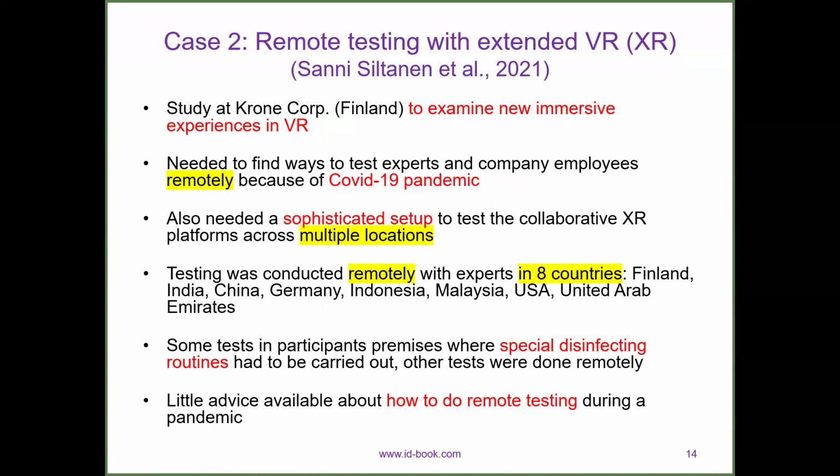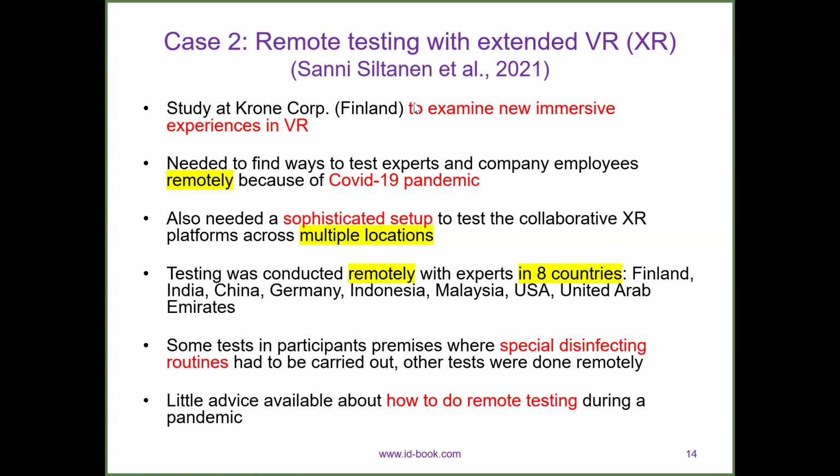Okay, let's discuss another case study wherein remote testing with extended virtual reality, or extended reality, was done. This study was done at Kroon Corp, Finland, to examine new immersive, engaging experiences in virtual reality. It was needed to find ways to test experts and company employees remotely because of the COVID-19 pandemic. Hence, this experiment was done remotely.